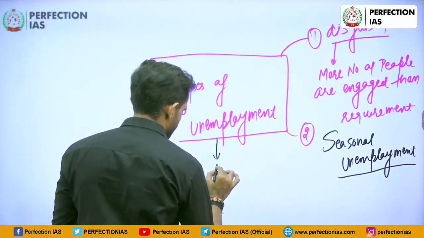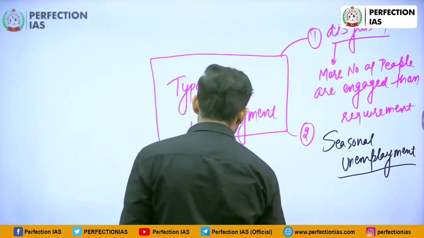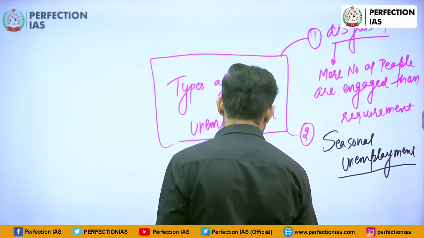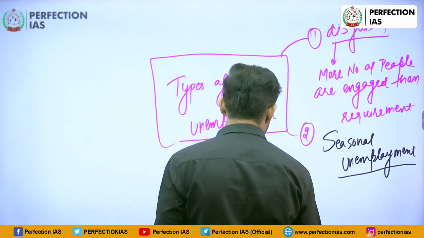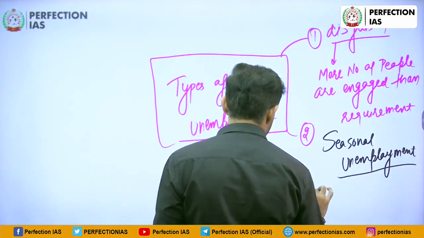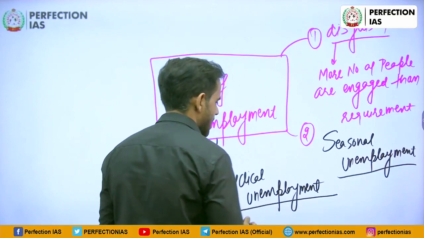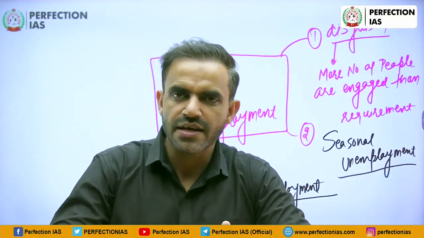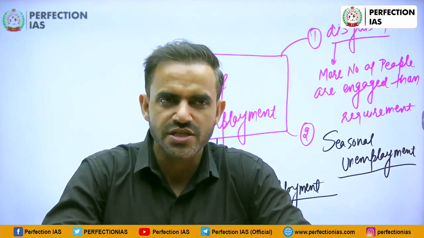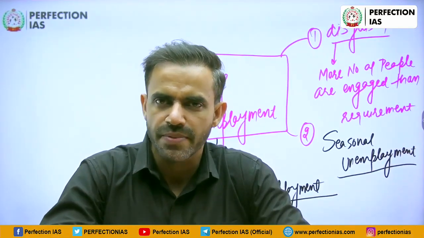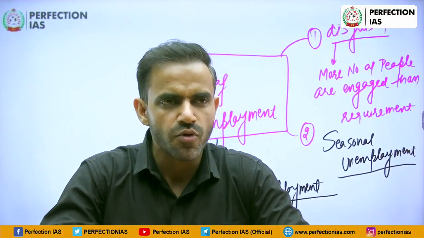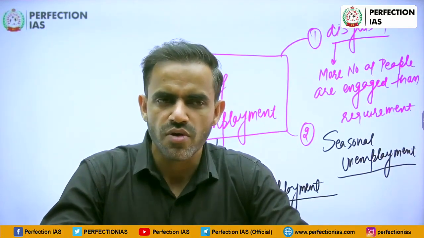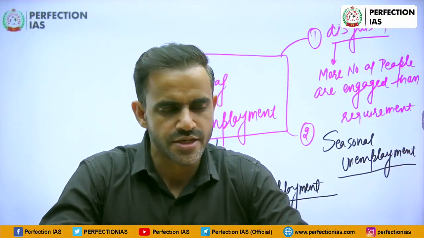Third type is cyclical unemployment. It means the unemployment is based on the business cycle. Business cycle means that if economic growth is good, if business is growing at a very rapid pace, in that case more and more people will be employed because the business is expanding. So more employment opportunities will be generated.